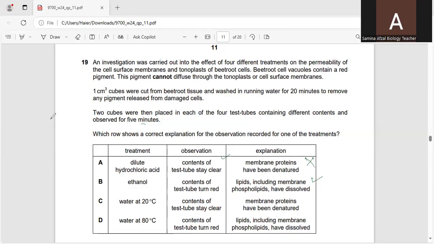Water at 20 degrees C, contents of test tube stay clear. Membrane proteins have been denatured. 20 degrees centigrade will not denature. So water at 80 degrees centigrade, contents of test tube turn red. So 80 degrees centigrade will denature the enzyme, so the reaction will stop. So again, it is not a correct option. Only B is the correct option because ethanol is there. Ethanol is used for the identification of the lipids. So this is the correct option.